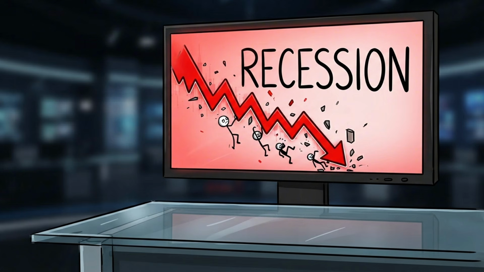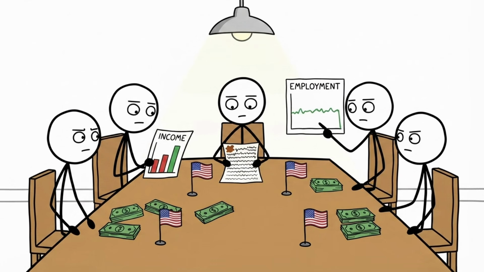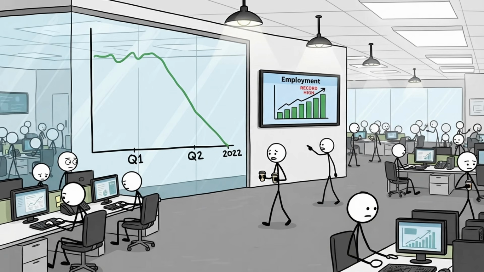This also matters for a word you hear constantly, recession. Most people think it means 2 quarters of falling GDP. But that's just a rule of thumb. In America, a committee at the National Bureau of Economic Research makes the call, and they also look at jobs and incomes. In 2022, GDP fell 2 straight quarters and they still refused to call it a recession because employment was at record highs.